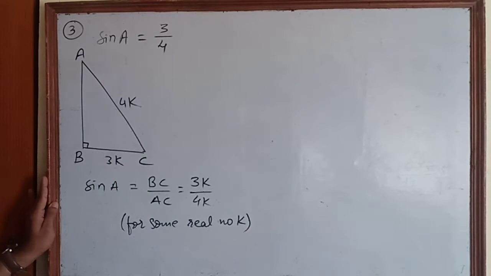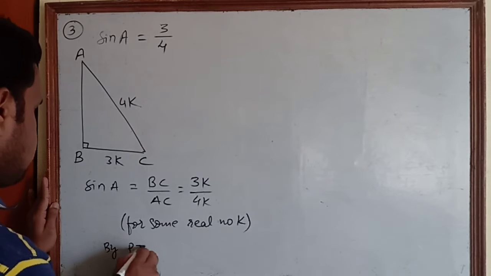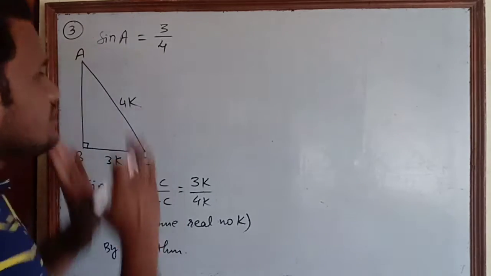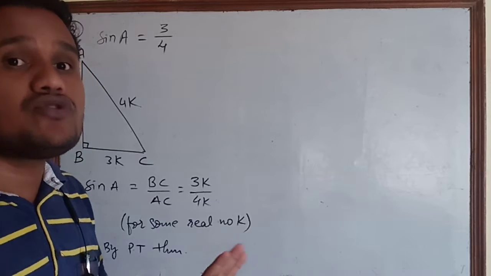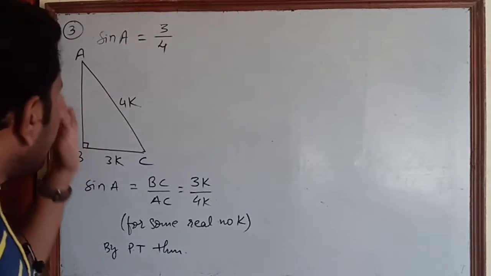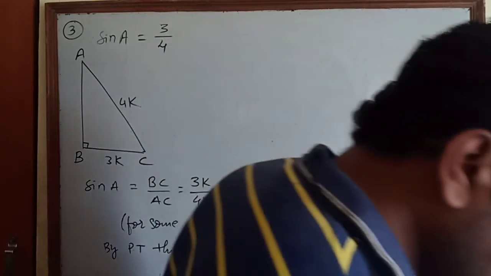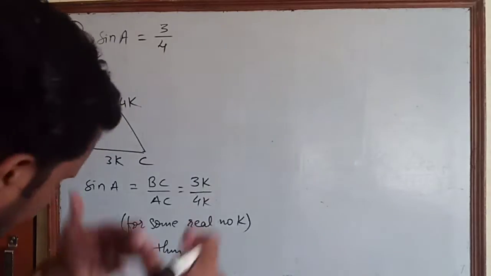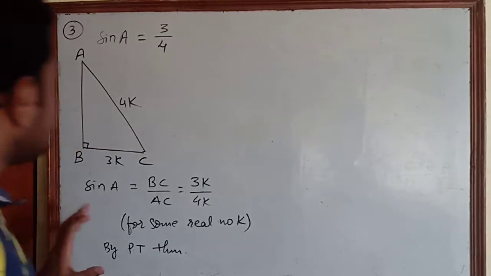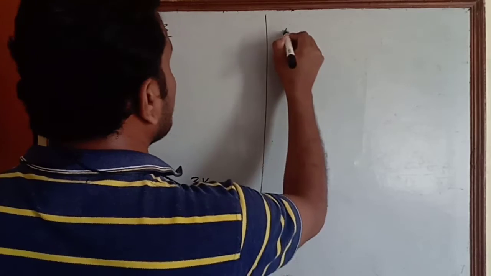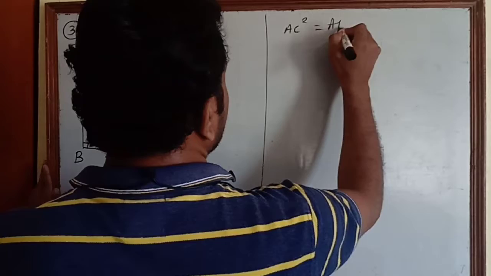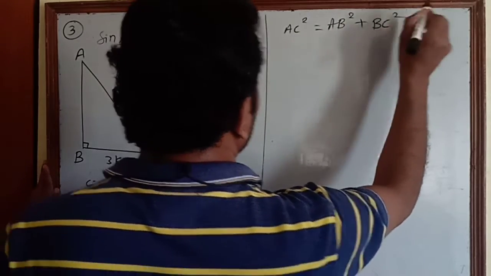Now, as it is a right angle triangle, we will apply Pythagoras theorem. Now I am explaining you a question. This is the given also, but right now you don't know what you have to find. So first of all, I will find all the three sides. The things which we have to find are cos A and tan A. I will tell you afterwards. Pythagoras theorem: AC square is equal to AB square plus BC square.